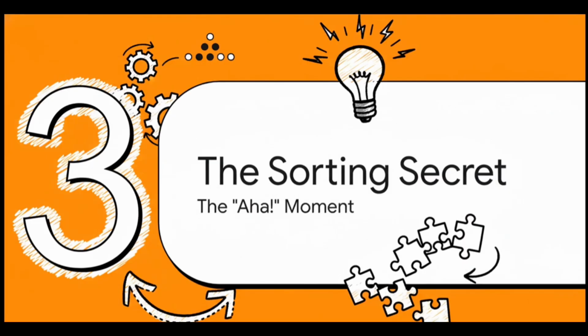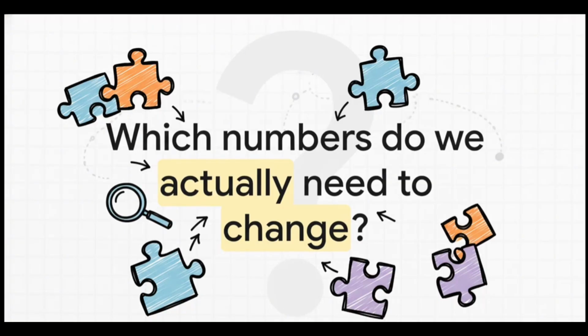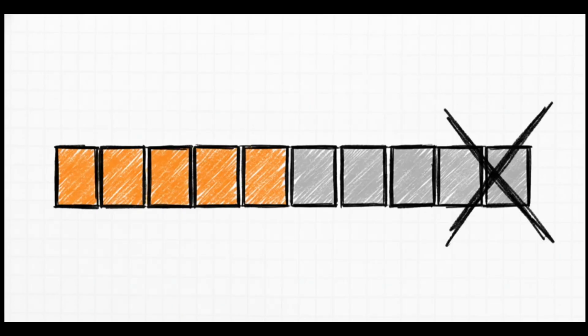And this is what brings us to the best part of any puzzle, that breakthrough, that aha moment where everything suddenly clicks into place. This is the question that cracks the whole thing wide open. If messing with every number is a no-go, then we have to figure out which numbers are the only ones that matter. But which ones are they? The answer is kind of wild.